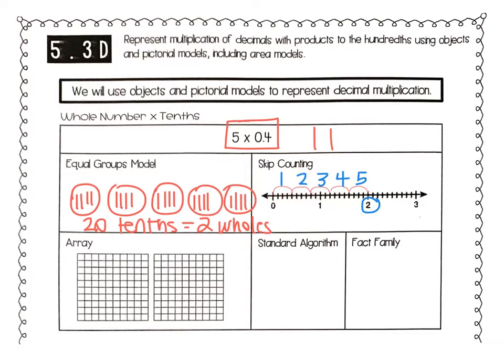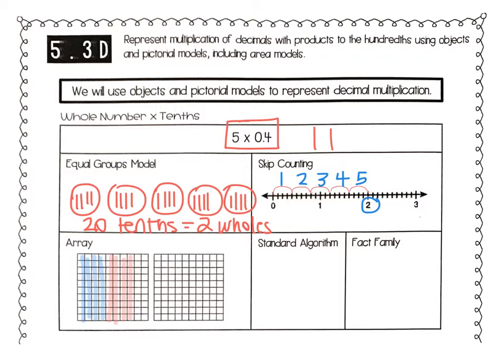And now let's look at an array. An array is going to be really similar to our equal groups model. We're going to want to make 5 groups with 4 tenths in each group. So I'm going to use 5 different colors, and I'm going to shade in 4 tenths each time. So here's 1 tenth, 2 tenths, 3 tenths, 4 tenths. I'm going to grab a different color. There's one group. Now let's do 2 groups. 1 tenth, 2 tenths, 3 tenths, 4 tenths. Now let's grab another color.